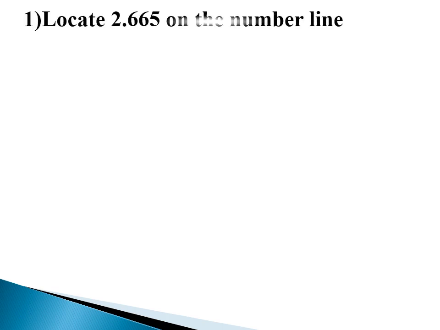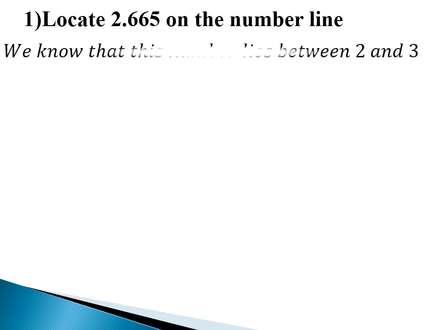Question is, locate 2.665 on the number line. What is the first step? Yesterday I told we should identify which line on the number line 2.665 lies between. So we know that it lies between 2 and 3.